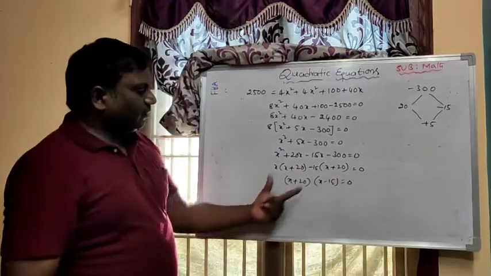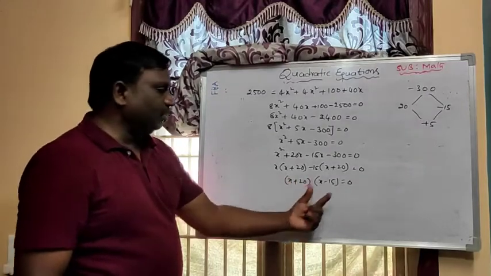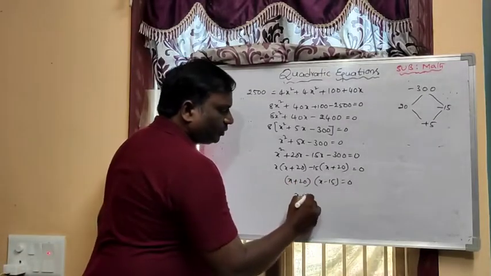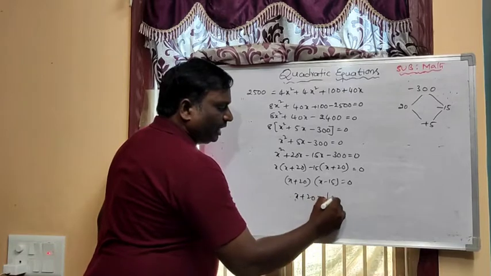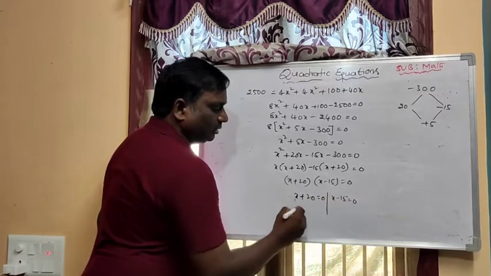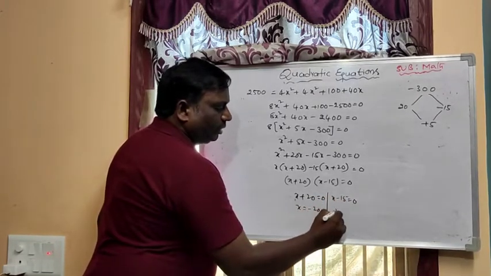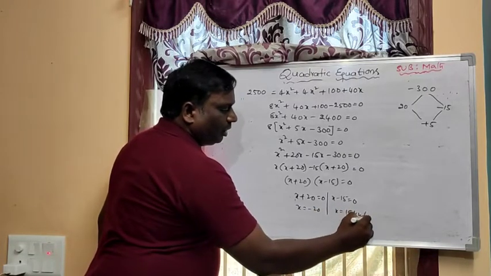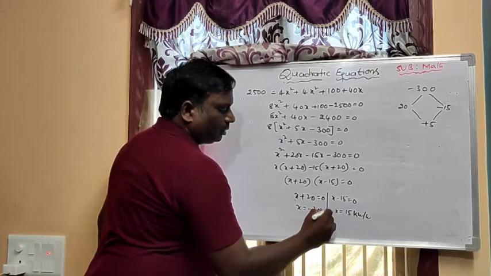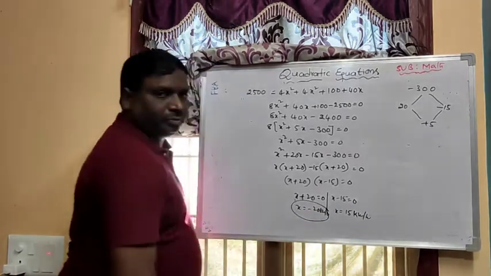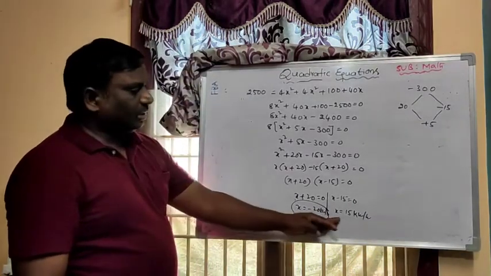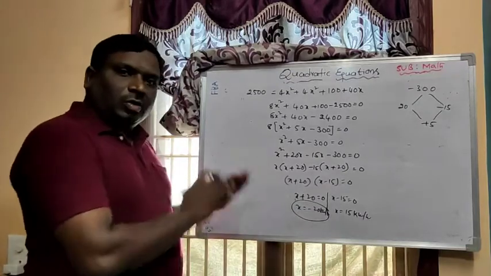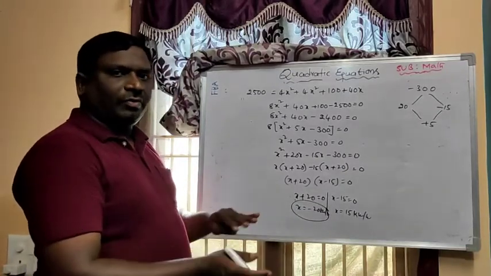So two linear factors we got here. What are those? x plus 20 and x minus 15. So x plus 20, that is one case, x minus 15, that is another case. x equal to minus 20 and x equal to 15. What are those values? Kilometer per hour. So negative value we cannot take. x can't be negative, that's why x equal to 15 kilometers per hour. Conclusion we have to write.